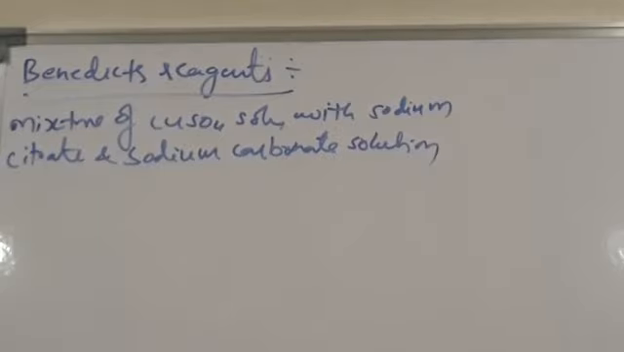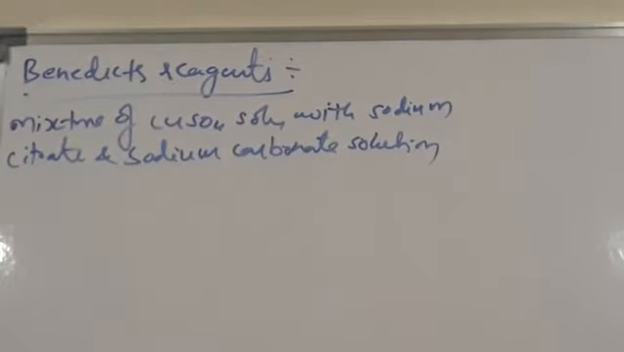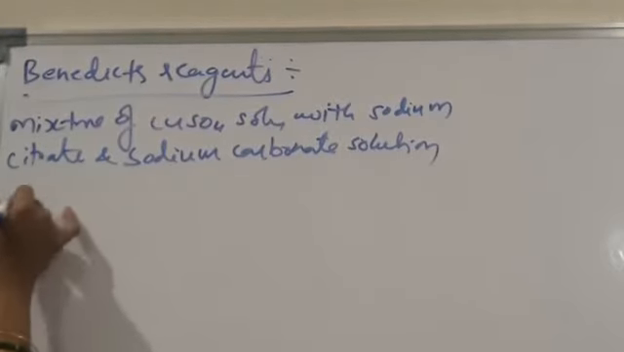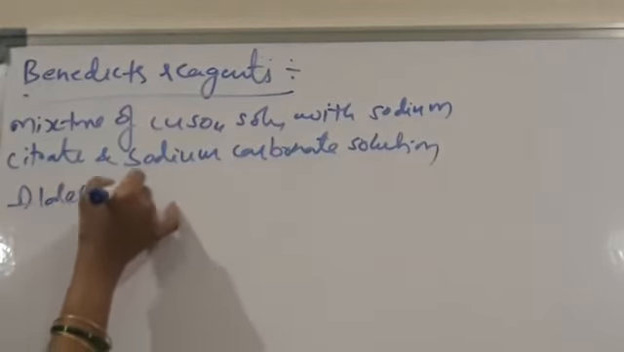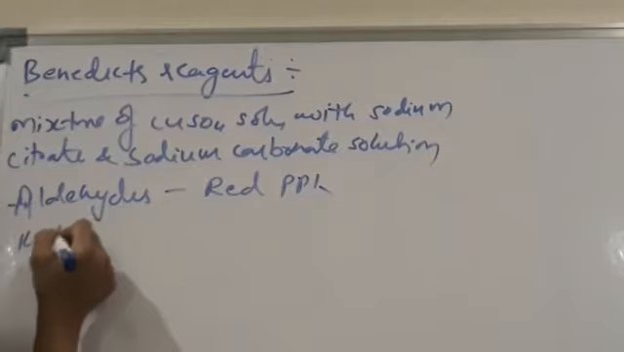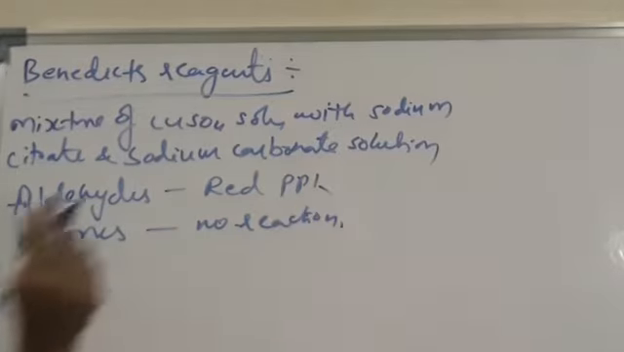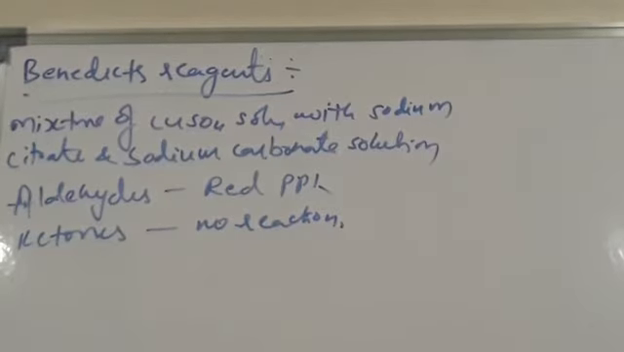Aldehydes form a red color precipitate with Benedict's reagent, whereas ketones do not respond to it. Same reaction as Fehling's reagent. Aldehydes form a red color precipitate. Ketones do not form any precipitate, so no reaction with the ketones.